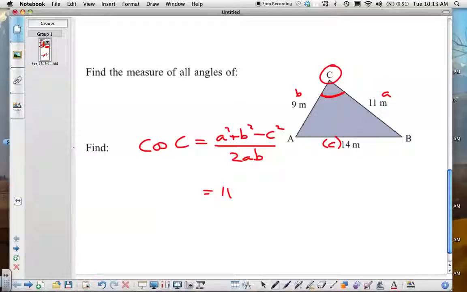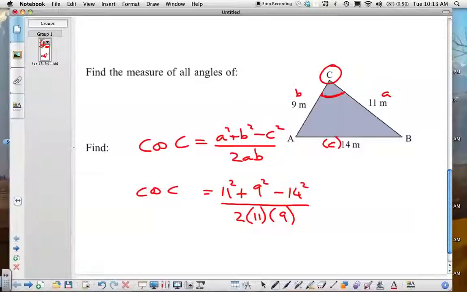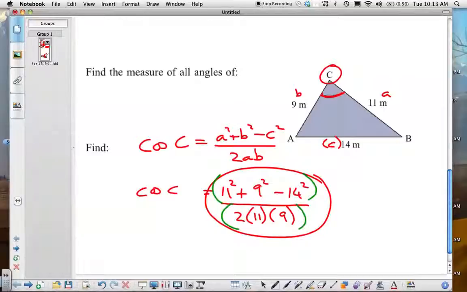So you're going to get 11 squared plus 9 squared minus 14 squared all over 2 times 11 times 9. And that's equal to the cos of C. Now, in putting this into your calculator, again, you can put the whole thing in, but you're going to need to put brackets around this part over here and brackets around this part, and you're going to need to divide it. And you'll get a value, cos of C equals some value. And then you're going to push on your calculator inverse cos of the answer, and that will give you your angle. And if you need help with finding that with your calculator, I'll be very happy to help you.